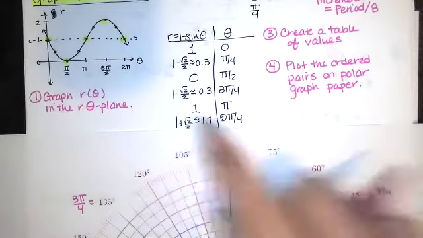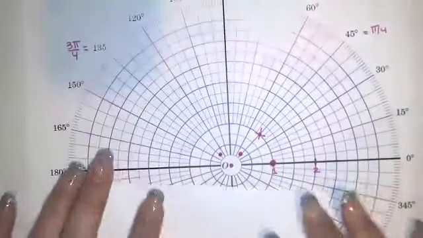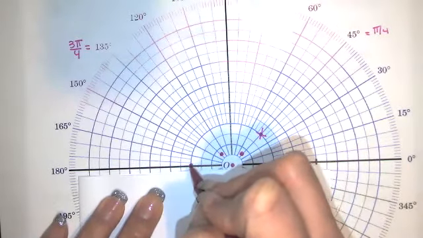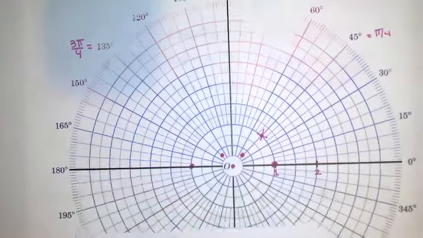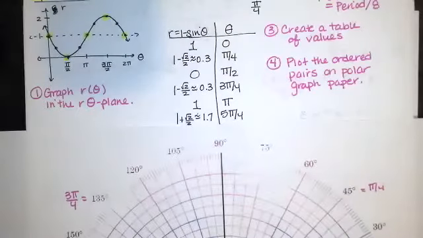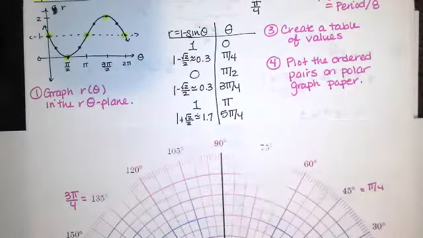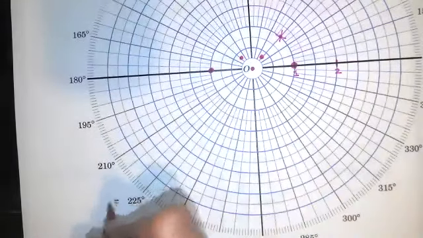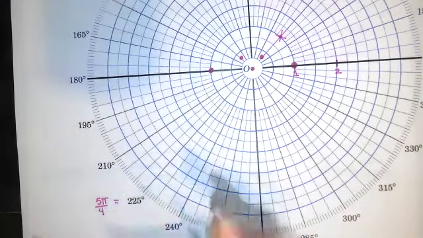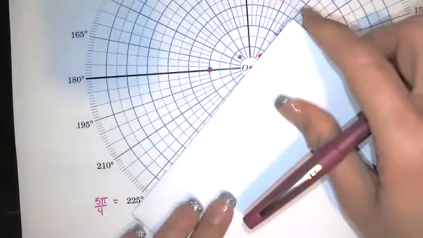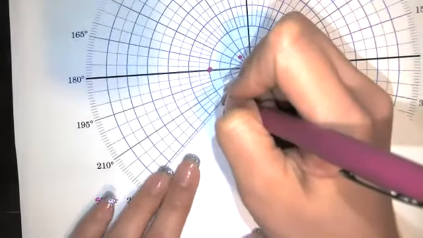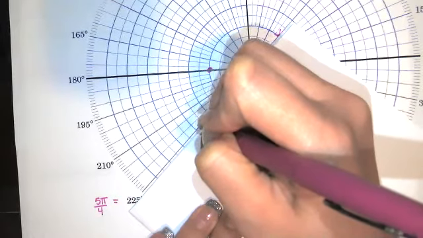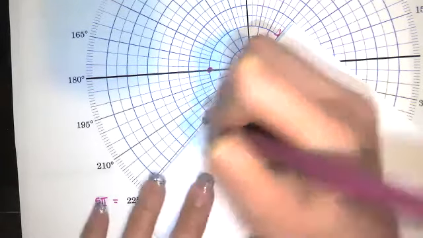Then at pi, r is equal to 1. So go in the direction of pi, 1 unit out. Okay. Then at 5 pi over 4, we go 1.7 units out. 5 pi over 4 is the same as 225 degrees. So this is 1, that was 2, and we said about 1.7. So 1.75 is there, so it's just a little bit less than that.